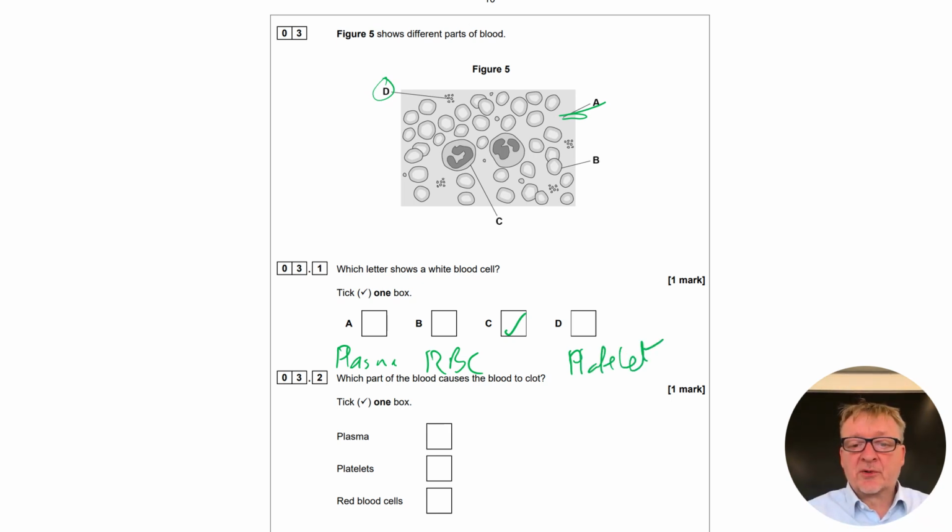Which part of blood causes the blood to clot? Okay, I've just answered that. It's not plasma, that's the yellowy liquid that carries all the hormones, nutrients, urea and amino acids. Red blood cells carry oxygen, so it is platelets.